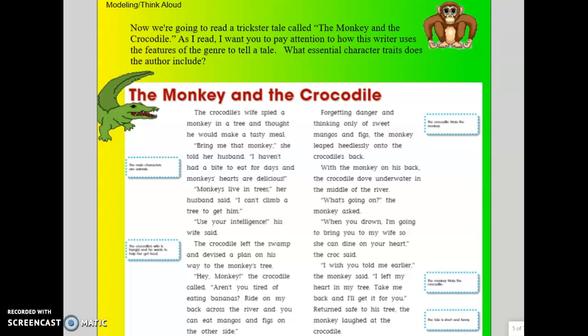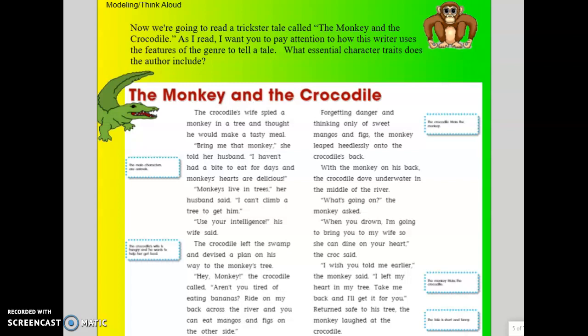Returned safe to his tree, the monkey laughed at the crocodile. So there is a trickster tale. Two guys trying to trick each other. The crocodile is trying to trick the monkey into getting on his back and going across the river so that the crocodile can kill the monkey and his wife can eat the heart of the monkey.